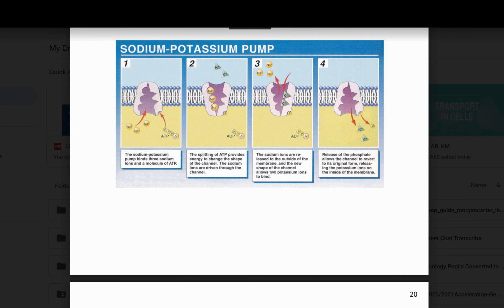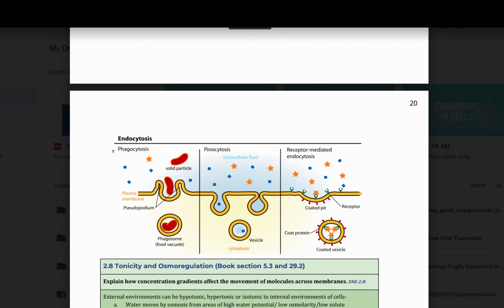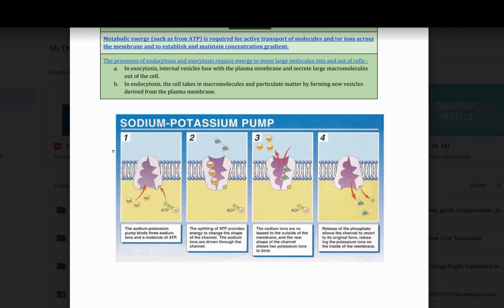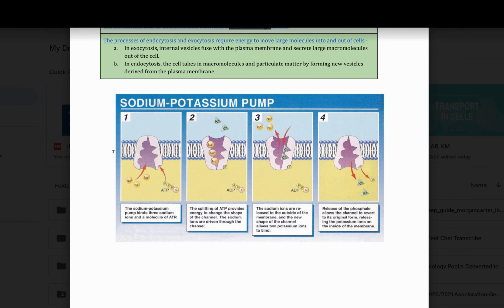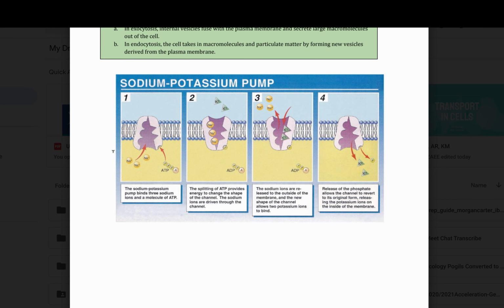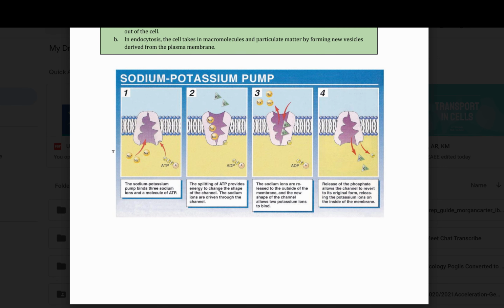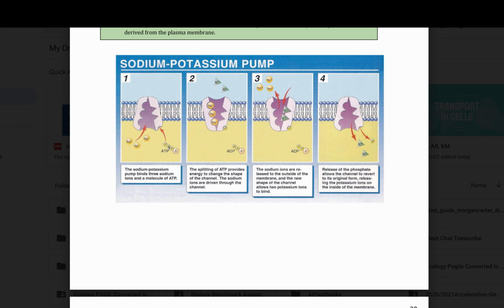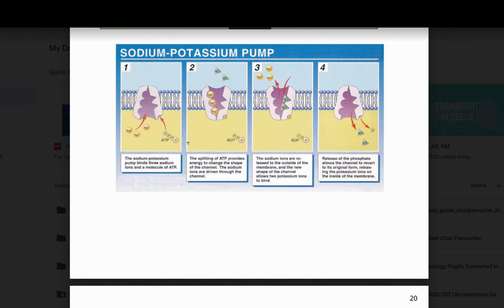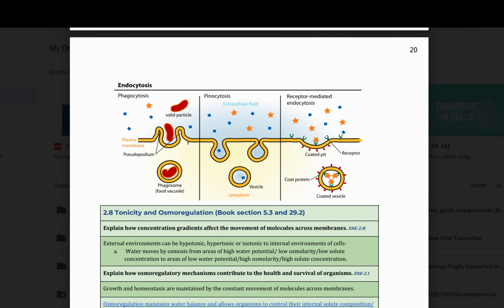Okay, so that just kind of showed an everyday example of how the sodium potassium pump is important. It restores the gradient. It has to go against the concentration gradient, so it's going to require energy. 3 sodium out, 2 potassium in at the expense of 1 molecule of ATP to set that back up.